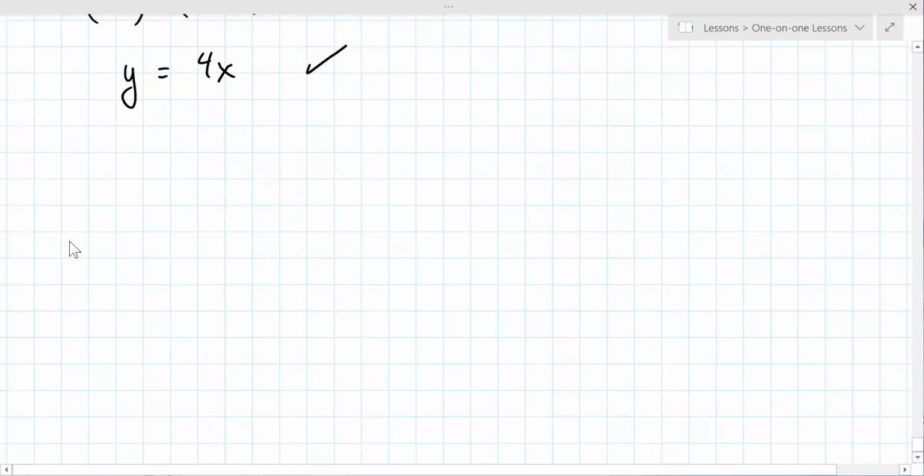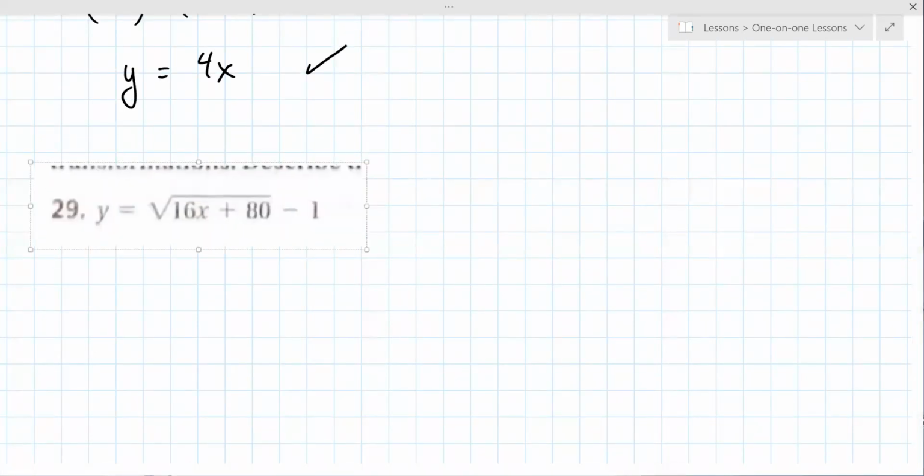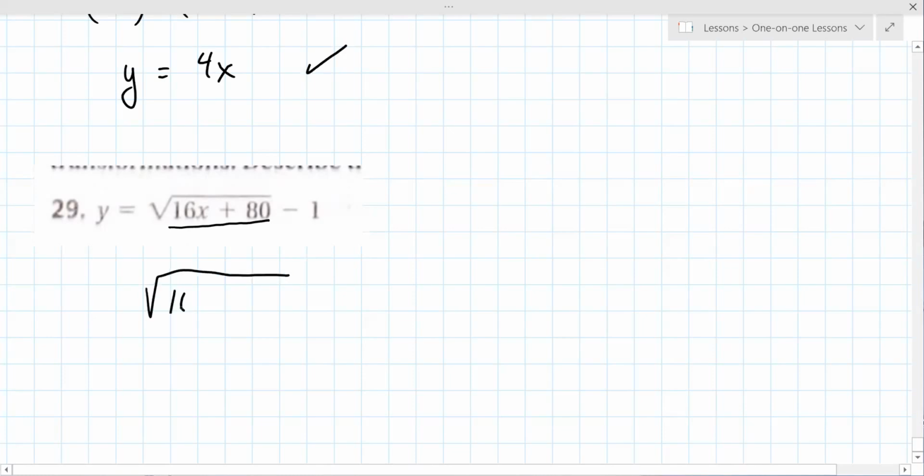29 here. So it says do stuff to make it easier to graph. You kind of need to know what to do to be able to do that. Like for example here, both of these, 16 goes into both. So you can write this as the square root of 16 times x plus 5. And if you recall, you can write this as the square root of 16 times the square root of x plus 5. Why is that important? Because this square root of 16 becomes 4.